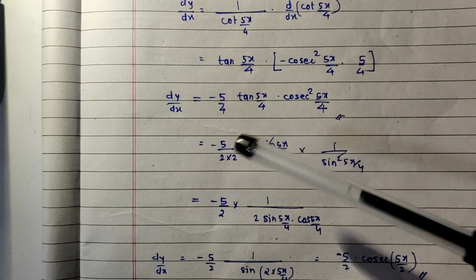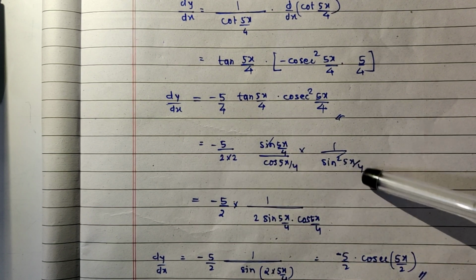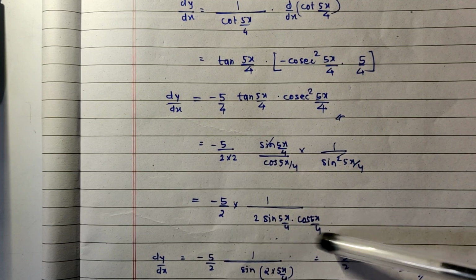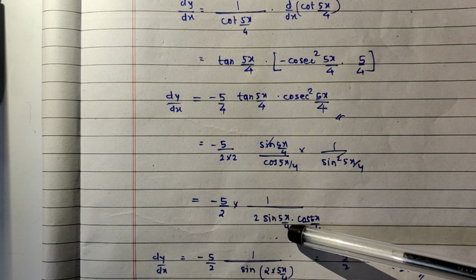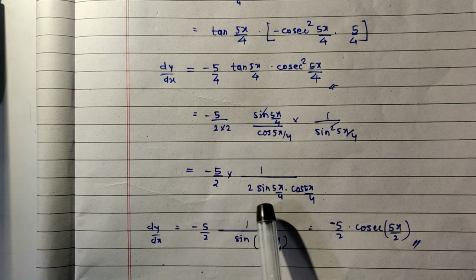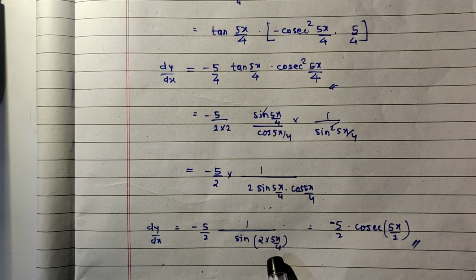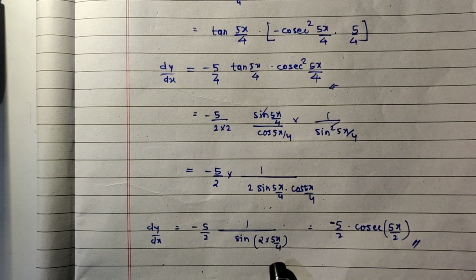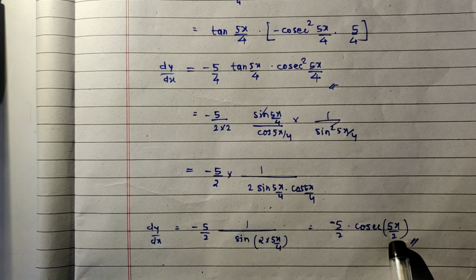So that gives us minus 5 upon 2 as it is into 2 sin 5x upon 4 cos 5x upon 4. So 2 sin theta by 2 cos theta by 2 is sin theta. That means it is sin of 5x upon 2. So dy by dx is minus 5 upon 2, and this is 1 upon sin of 5x upon 2, which is 5x upon 2. So the answer is minus 5 upon 2 upon sine of 5x upon 2. 1 upon sine is cosec. So minus 5 upon 2 cosec of 5x upon 2.